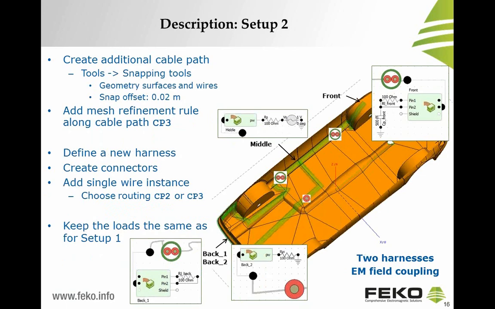If we continue to the second setup, in this case we would like to now reduce the coupling between the power cable and the 2-wire cable. So we are trying to remove it a distance away from the first cable path.